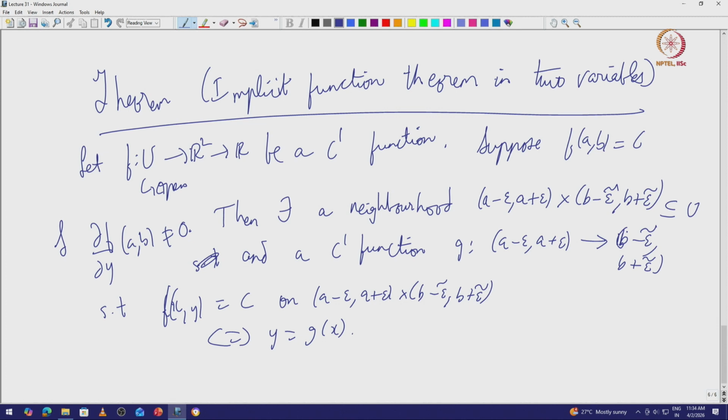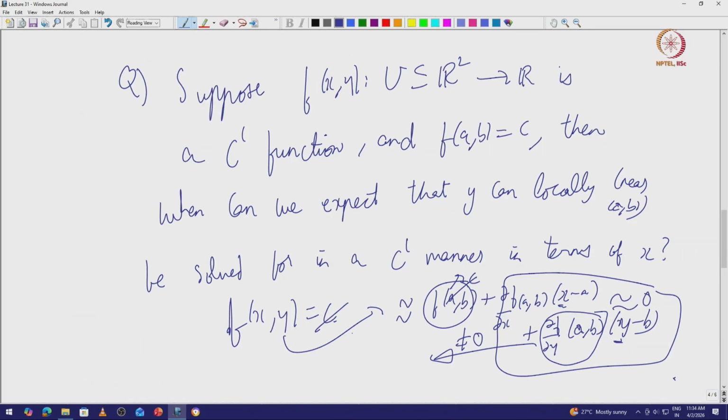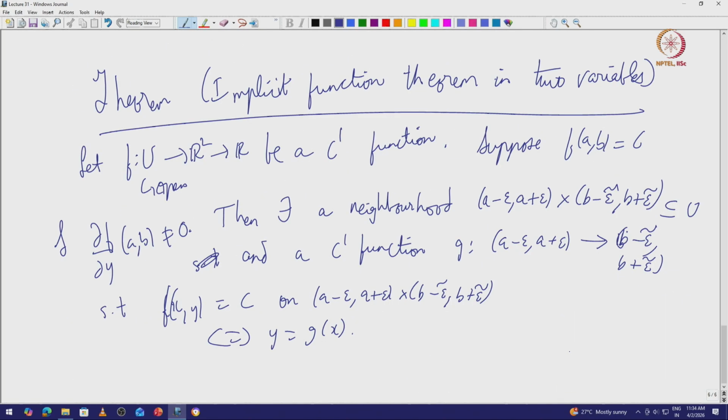So this is the implicit function theorem in two variables. This is exactly the answer to this question. That is, when can we expect it? Precisely, the answer is precisely this being non-zero. Okay. So once again, what is it saying? If we have a C1 function of two variables on an open set, suppose f of (a, b) equals c, and this crucial condition holds. Okay.